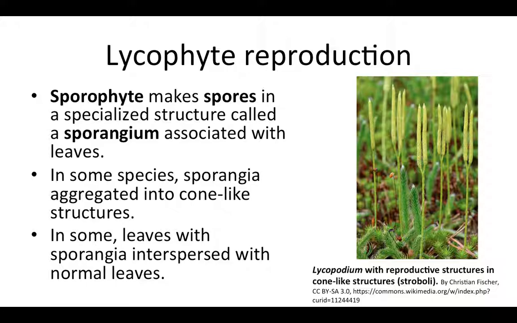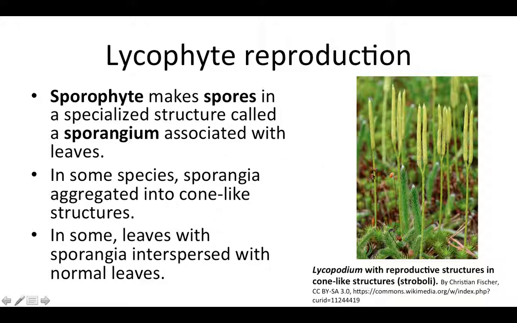Lycophyte reproduction is pretty similar to ferns. The sporophyte, remember that's the big generation we see here, is going to make spores. And it's going to make those spores in specialized groups of cells called sporangium, which is the singular, or sporangia, the plural. And these are going to be structures associated with leaves.